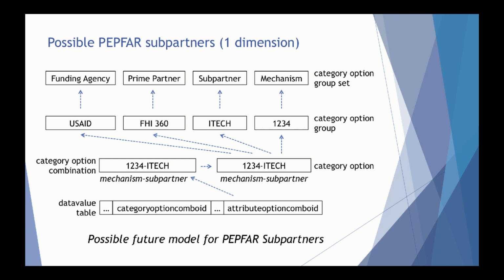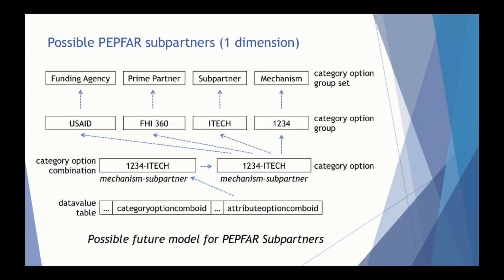This is how, in previous slides, we saw one dimension is modeled with a category combination having only a single category. So in this case, we would have all of those higher level dimensions as category option group sets. So the category option 1, 2, 3, 4 ITEC would refer to the category option group 1, 2, 3, 4 under the mechanism group set, would refer to the category option group ITEC under the subpartner group set, would refer to the prime partner FHI 360 under the prime partner group set, and finally would refer to the category option USAID under the funding agency category option group set.